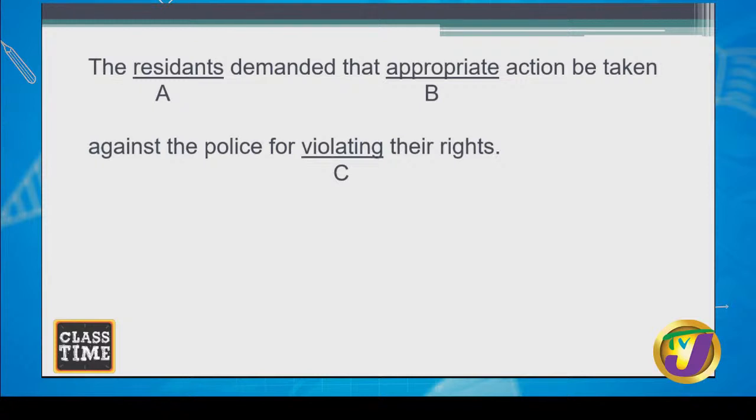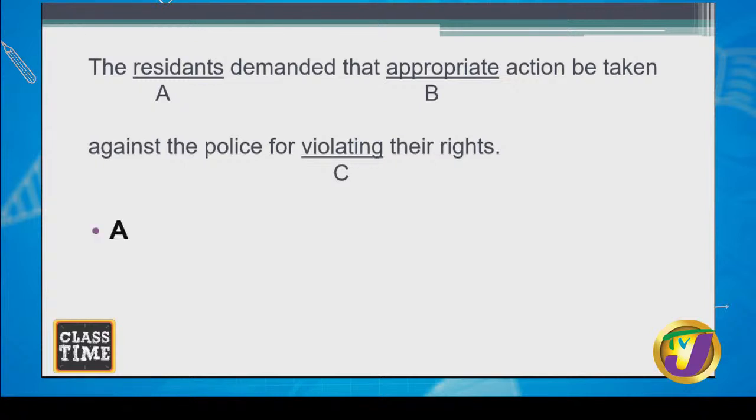The residents demanded that appropriate action be taken against the police for violating their rights. So, where is our error? Do we have an error? So look at A, residents. Look at B, appropriate. Look at C, violating. Are they all correct? Is there an incorrect one? All right, let's have a look.